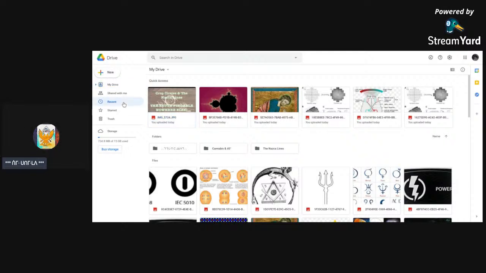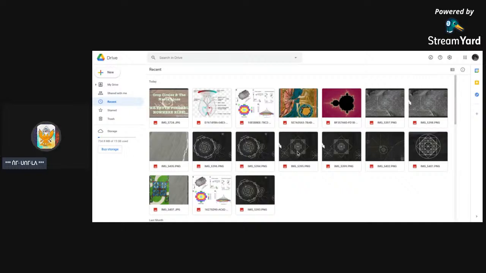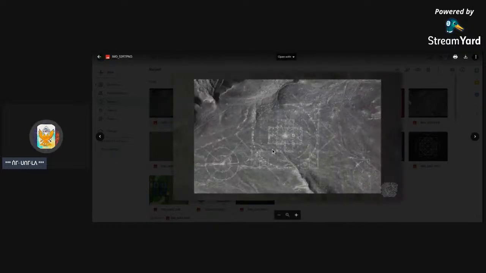Real quick, this is the Nazca Lines. This is an actual picture of it. So that people who be saying that the drawing that I've overlaid it on is just a drawing and it's not accurate can see.